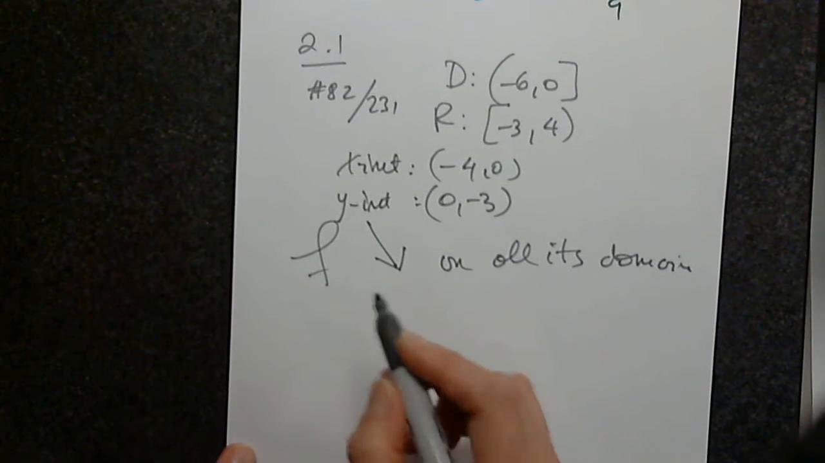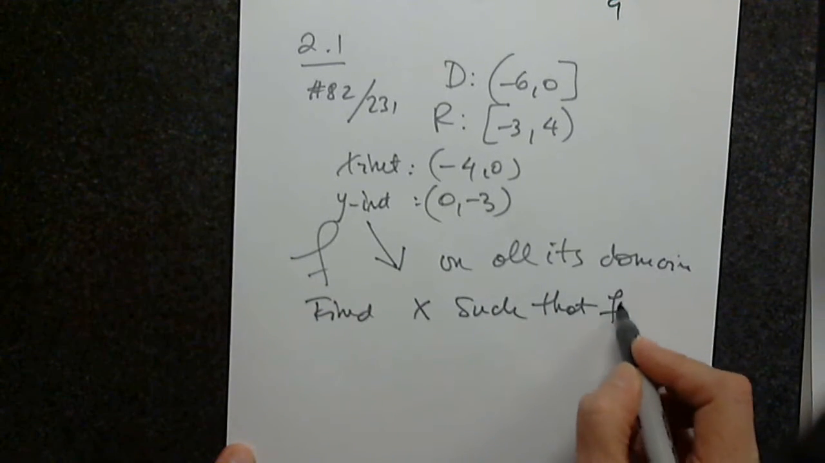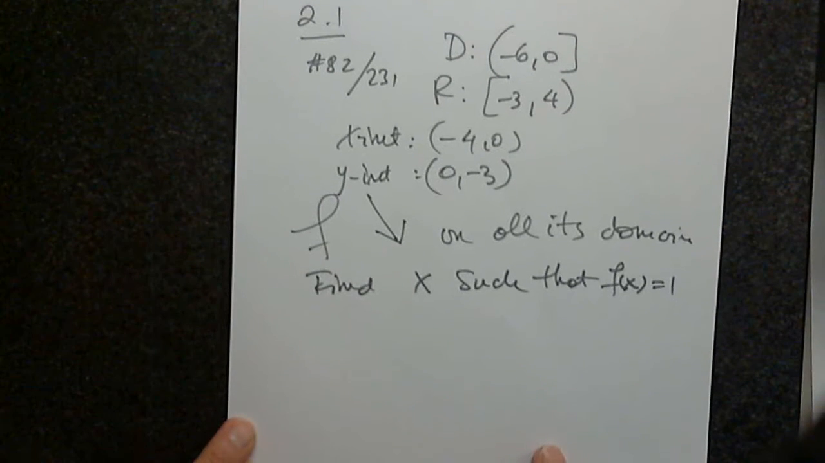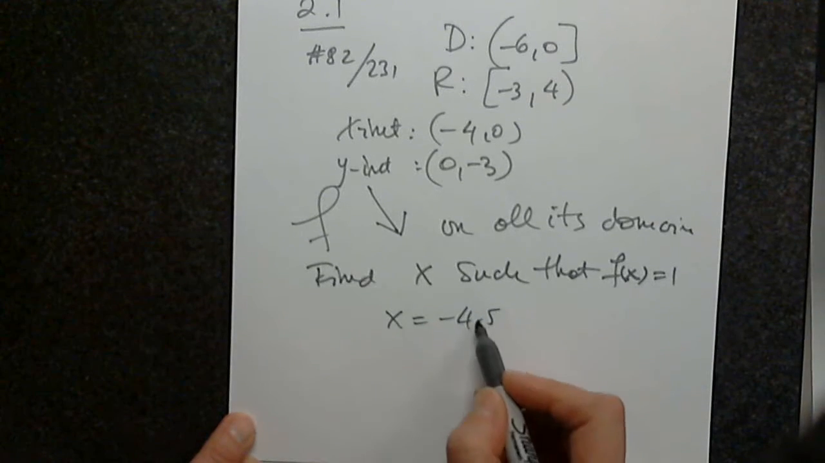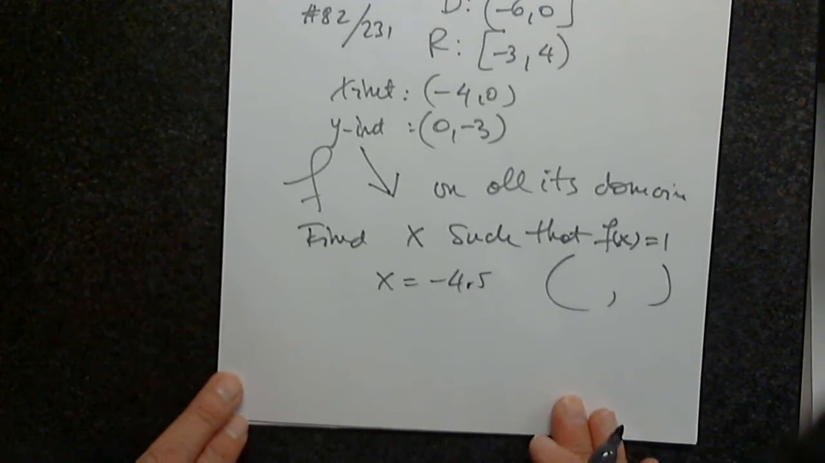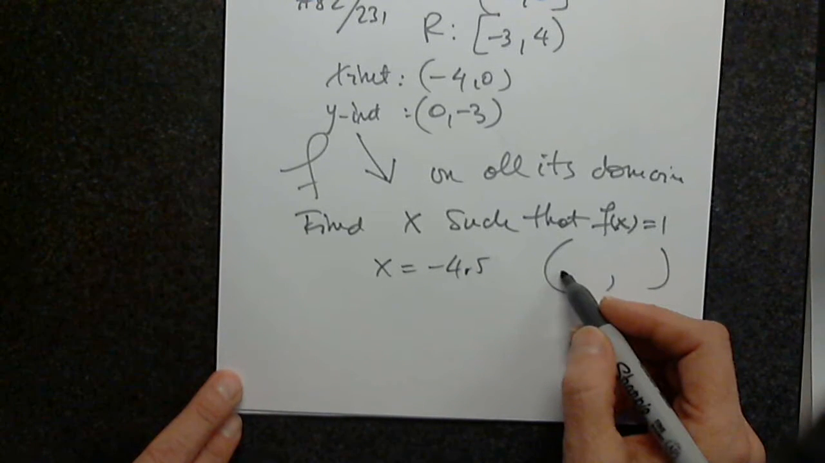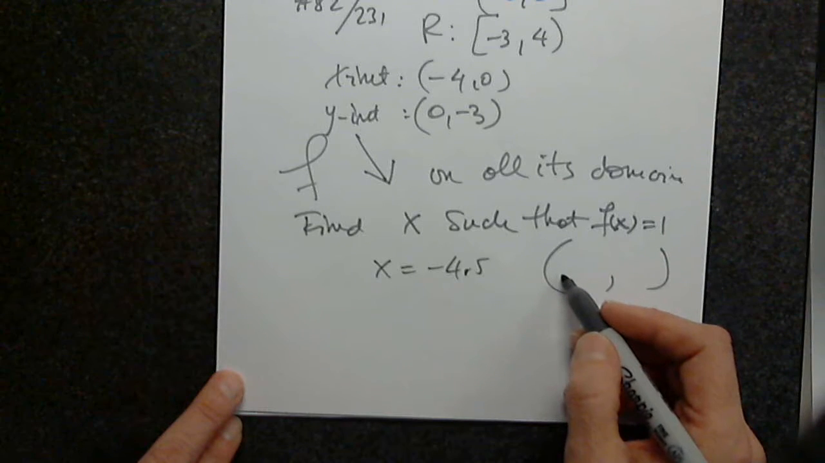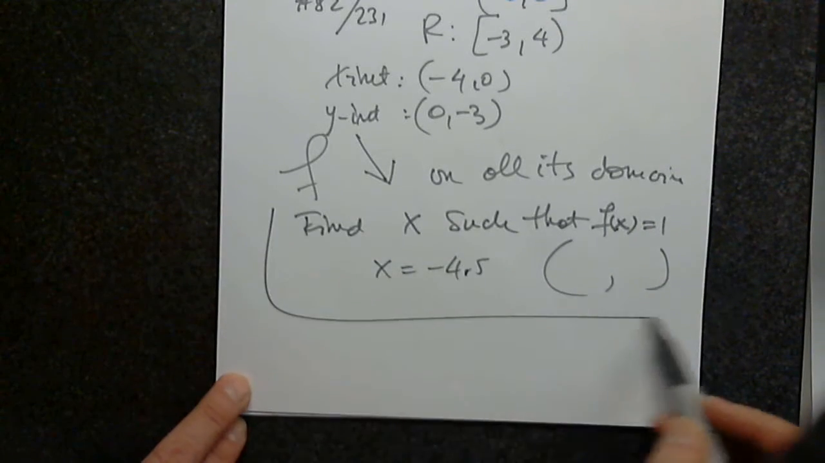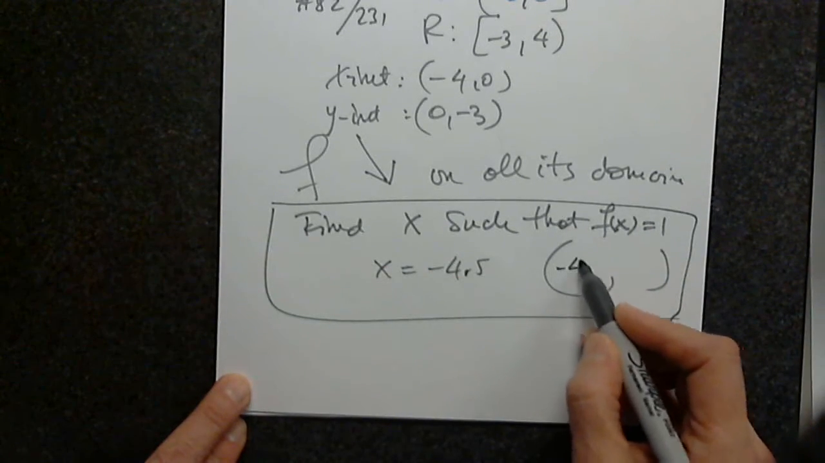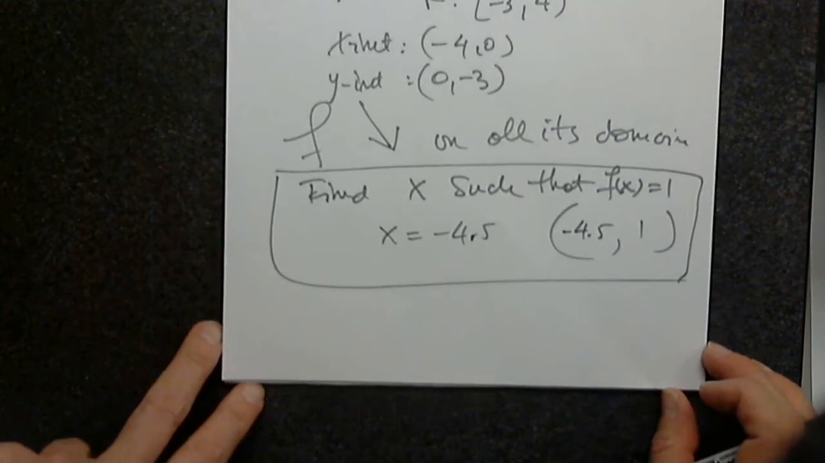What else did we say? We said find x such that f of x is 1. And we said that x was -4.5. And if you want, can anyone tell us which ordered pair we read from? I just want to write the ordered pair. (-4.5, 1). Thank you very much. I appreciate it. Good.